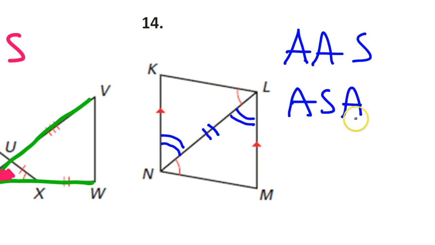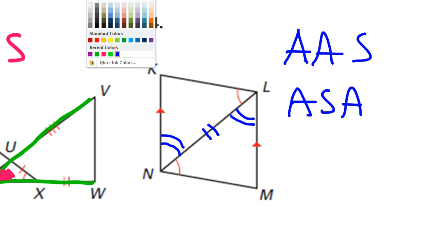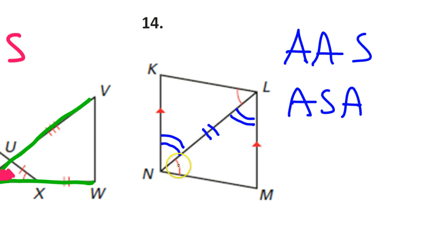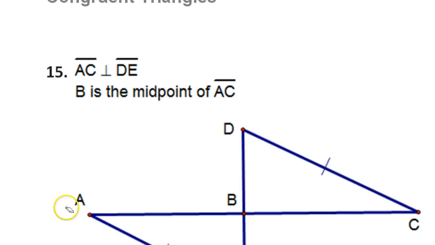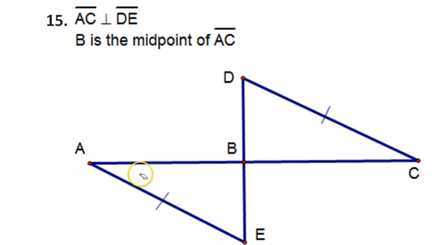Well, if it's going to be angle, side, angle, the side has to be in the middle between the two angles. So let's take a look. All right, here's an angle, and here's another angle. And here is the side between them. Is that the side that we were given as congruent? Sure, it's double marked, it's a shared side. So this is going to be angle, side, angle, because the side is the side that's between these two angles. So I'll just erase that. So that's number 14.